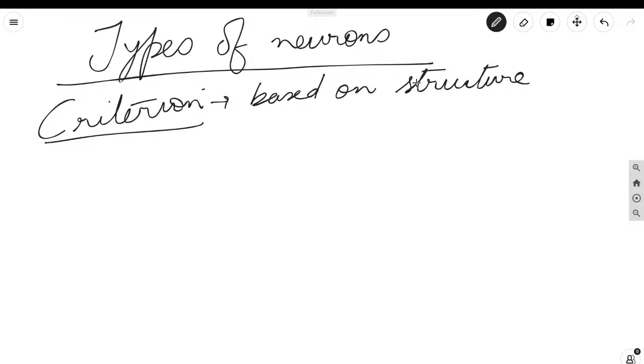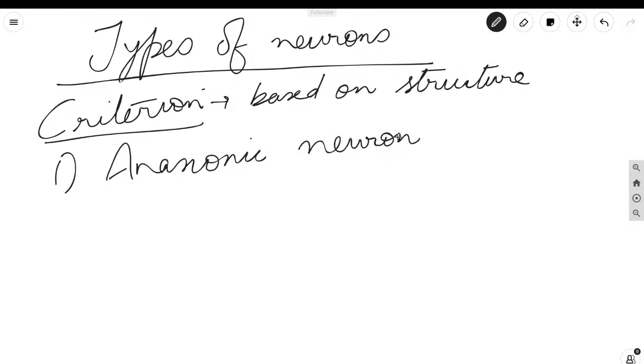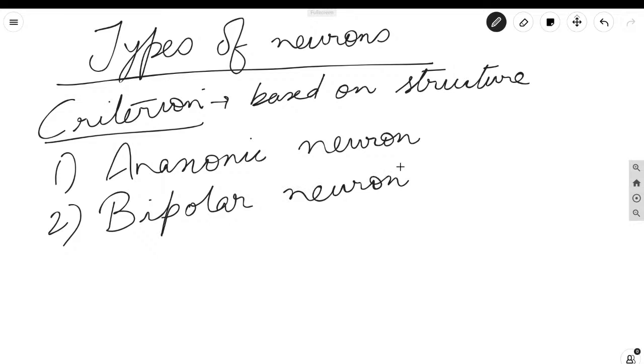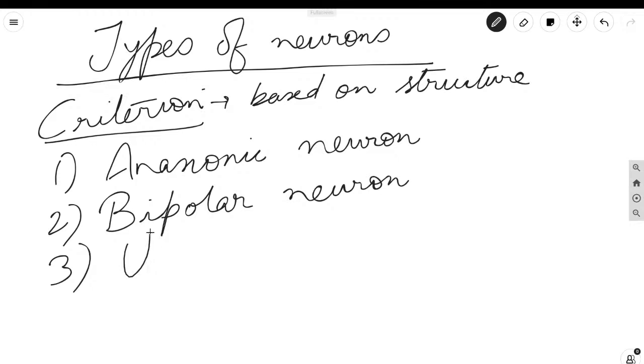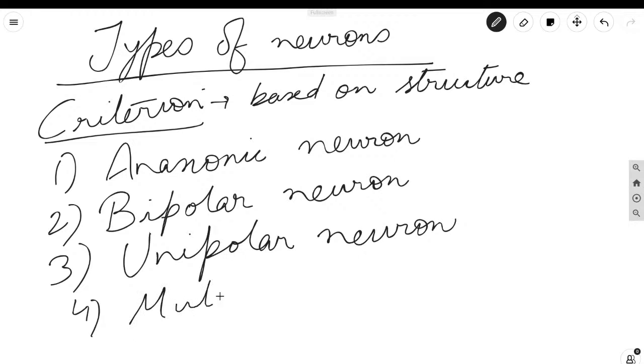Then if you think of the structure only, then there is anaxonic neuron, then there is bipolar neuron, then there is multipolar neuron, right? And then there is unipolar neuron. Put unipolar here. Then multipolar neuron.